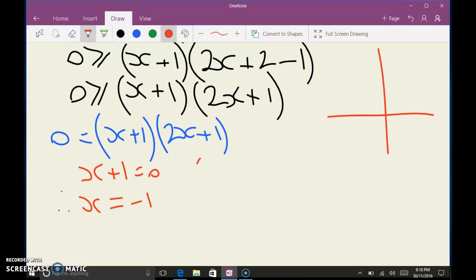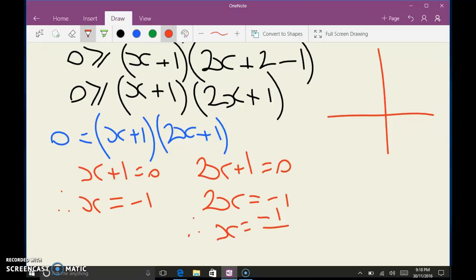So that's the methodology we're using. Let's do it on the other side. 2x plus 1 equals 0. Okay, so 2x equals minus 1. Therefore, x equals minus 1 on 2. So our 2 points are minus a half and minus 1. I'll put big dots there. There we go. Okay, and so your parabola would look something like that.